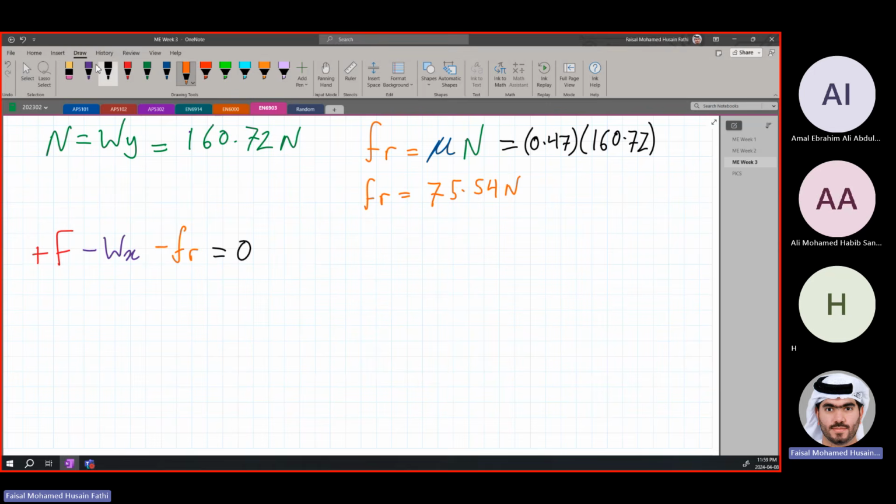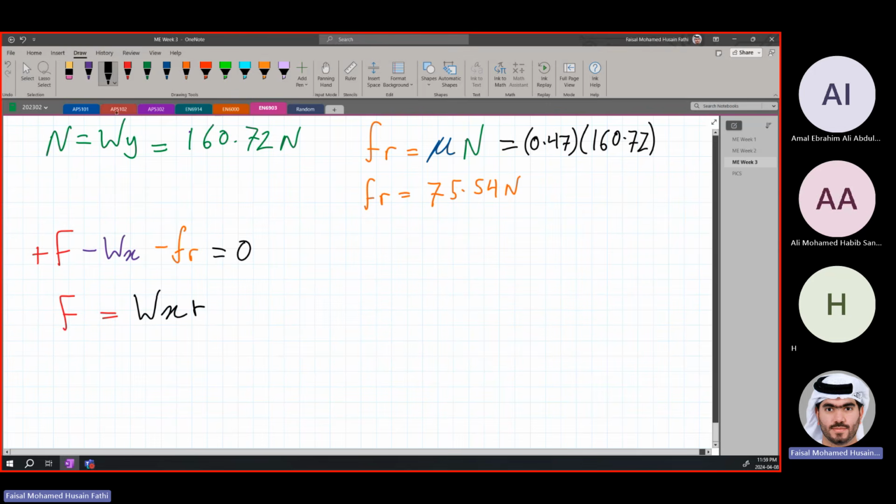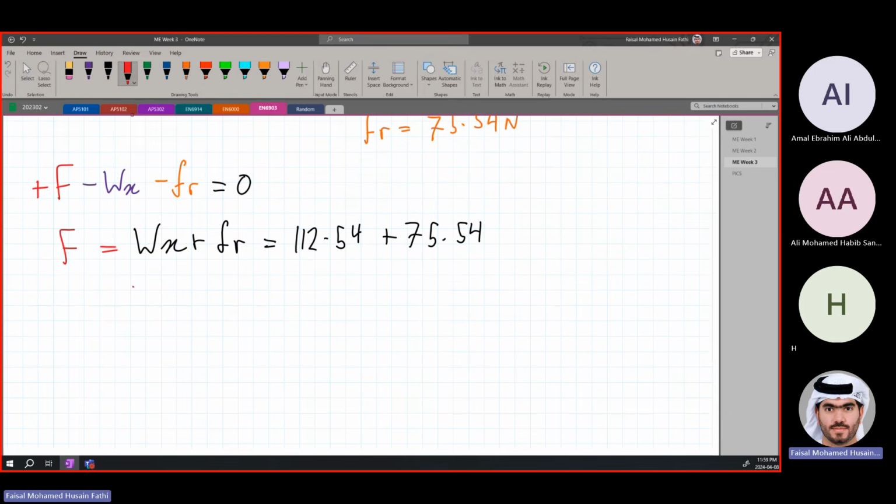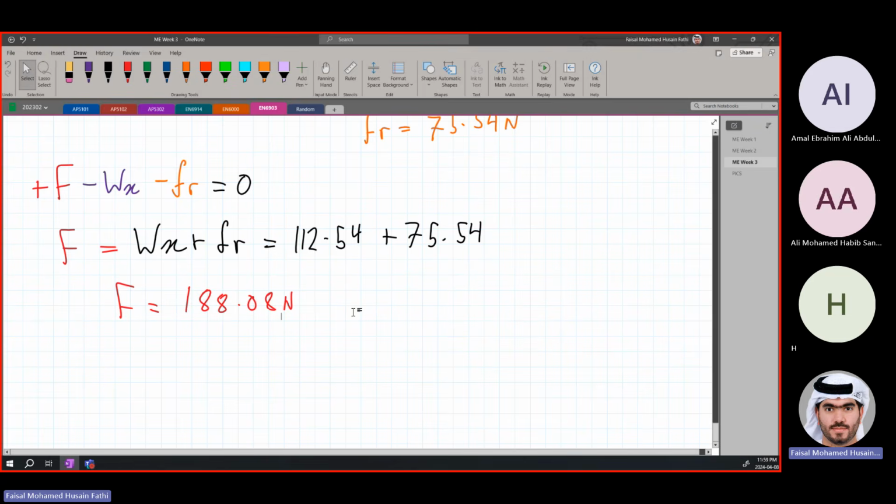So now our F is going to be equal to Wx plus Fr, and Wx we found to be 112.54 plus 75.54. F is finally going to be 112.54 plus 75.54, which is 188.08 newtons. Again, nothing was wrong with what I did from the point of view of solving.